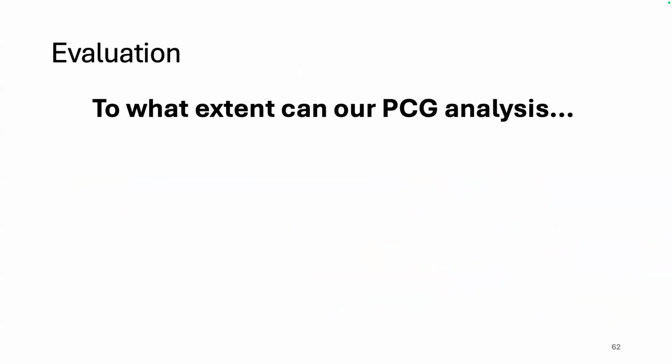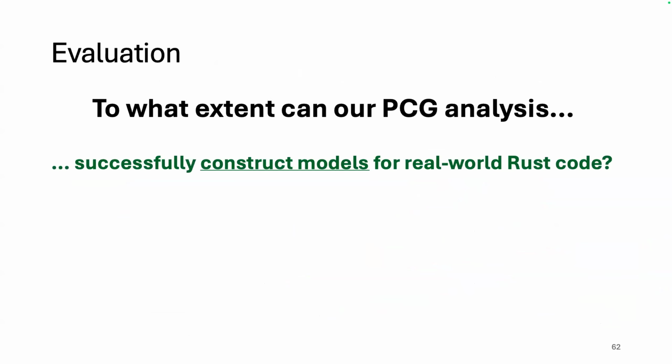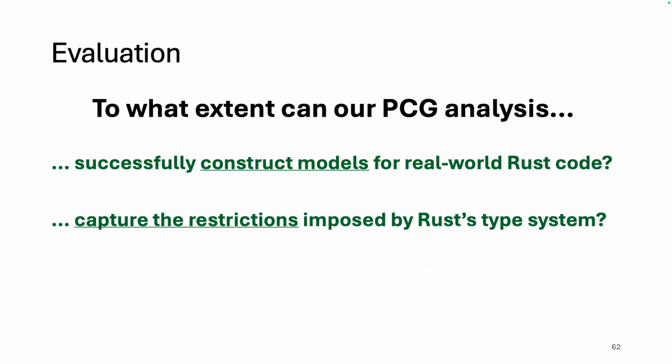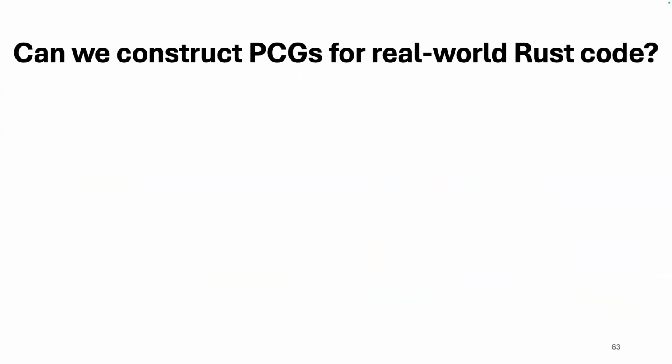I want to talk just briefly about the evaluation, relatively quickly. I'll still leave a few more minutes for questions at the end. I just want to highlight a couple of things that we looked at. We wanted to see how much Rust code we could support, whether or not our models are actually capturing the right thing, and how easy it is to integrate them into tools. For the first part, we took an approach where we looked at 500 crates on crates.io and tried to run our analysis on everything.